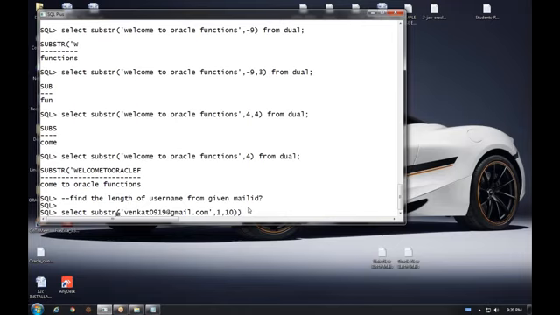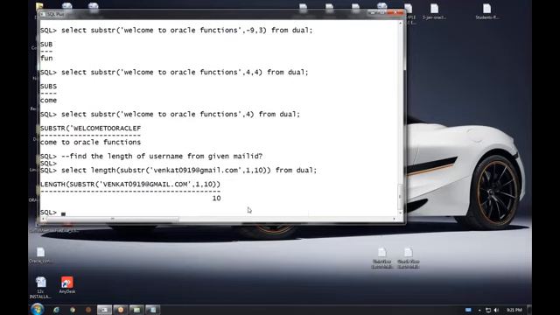What is the another function? Length function. So here, length of the username. What is the length of the username? 10. Venkat means 6 characters, 0919, 4 characters, total 10 characters. This logic is only suitable for the Venkat mail ID. If the mail ID is changed, then it is not finding the length of the username properly.